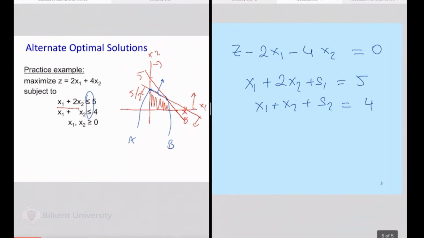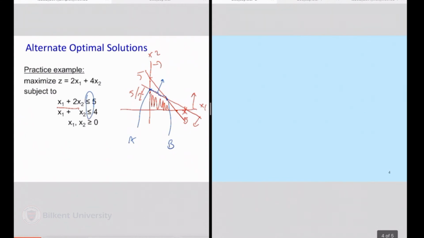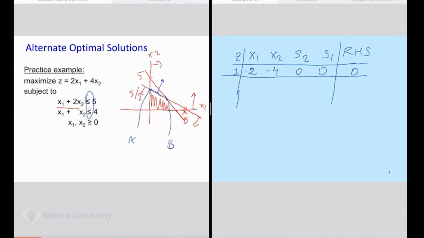Okay, so I need another page. Let me draw the tableau here. In tableau form, I have variables x1, x2. I added s1, s2. I have my right-hand side. And I have my coefficients in row 0 format of z: 1, 2, 1, 0, 1, 1, 0, 1, 5, and 4. And that's my S1, and this is my S2. Okay, so I embedded my standard form into the tableau form.